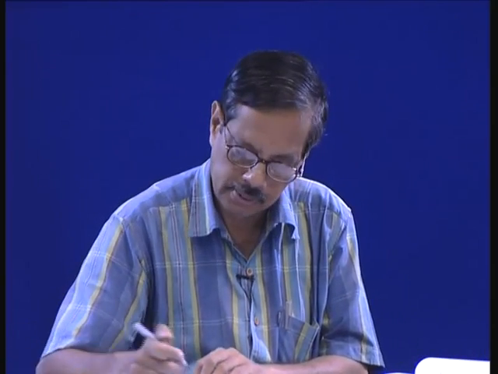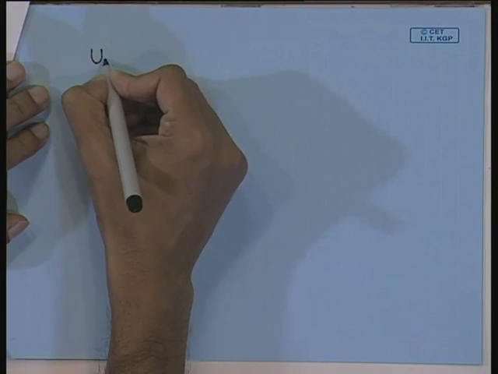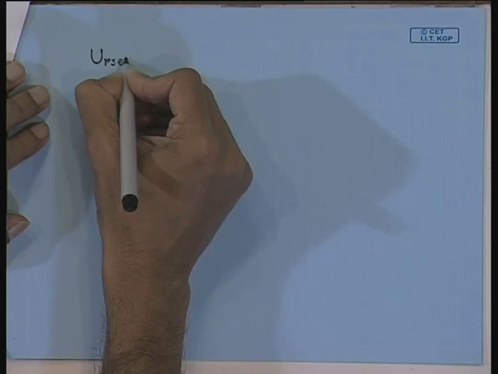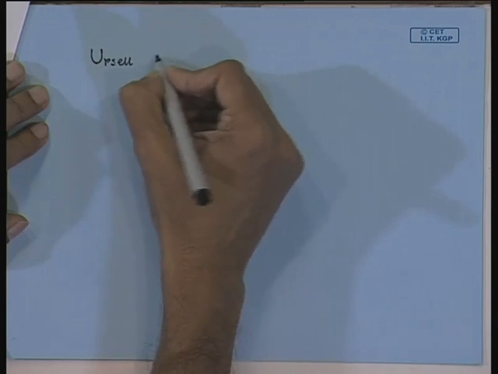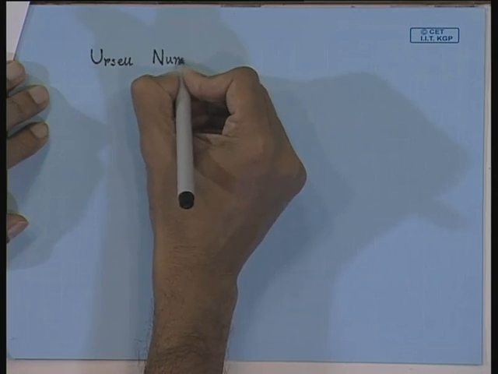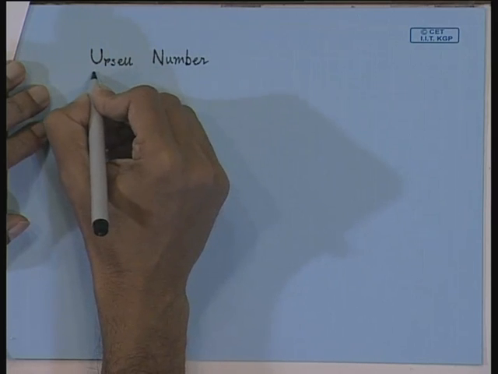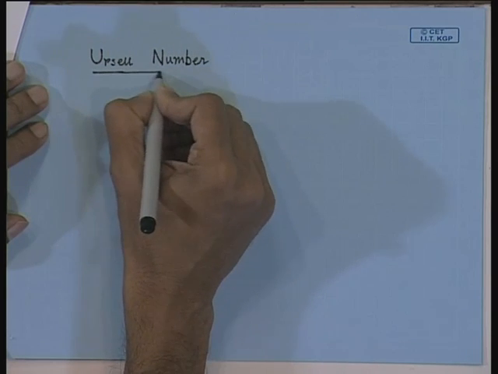So there is a diagram which is called the range of applicability. Now if you want to understand this diagram, before that you have to come across a number which is called the Ursell number. This person has devised this number. So this decides on the range of applicability of various wave theories.